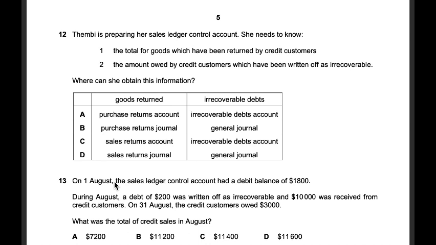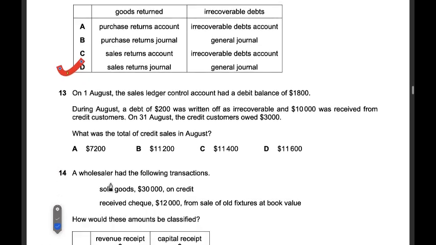Question 12. Thane B is preparing her sales ledger control account. She needs to know the total for goods which have been returned by credit customers. Second, the amount owed by credit customers which has been written off as irrecoverable. Where can she obtain this information? Good question. Since she is preparing a sales ledger control account, the first information can be obtained in the sales returns journal, and the second one is the irrecoverable debts, hence the general journal, making option D our correct answer. Question 13.